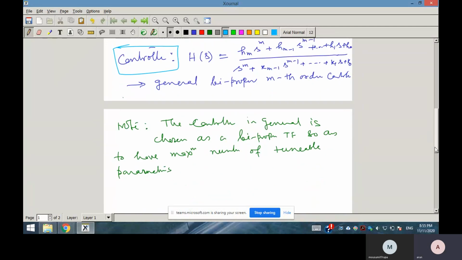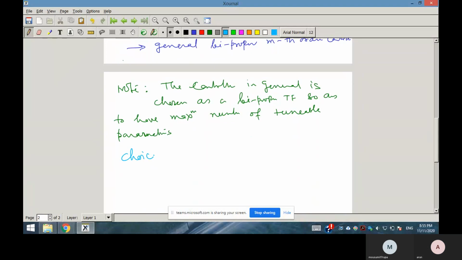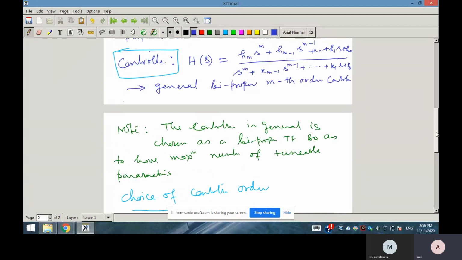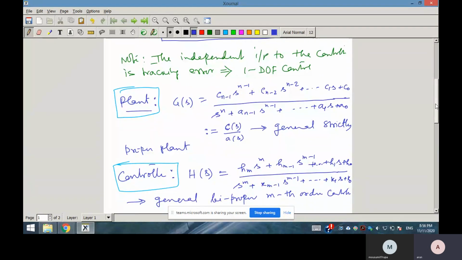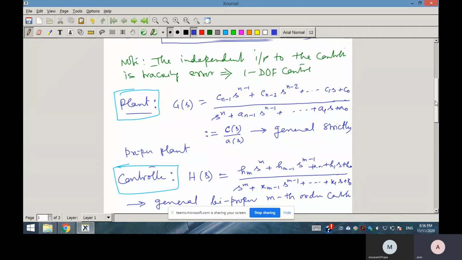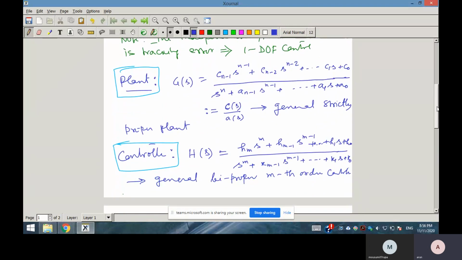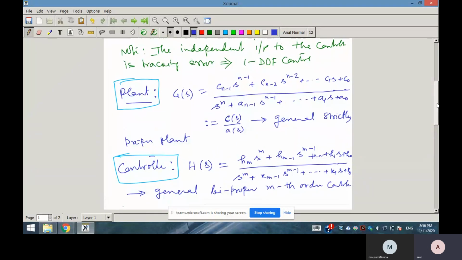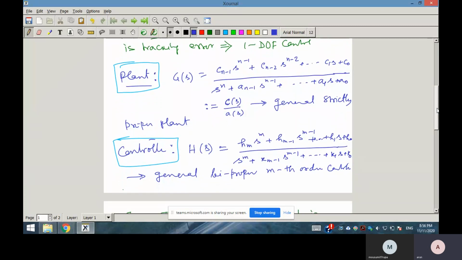So now, the choice of controller order. This is also an important thing. How will we choose? What is the minimal controller order needed, given a plant transfer function, to have arbitrary placement of all the closed loop poles? If you have G(s) as the plant and H(s) as the controller, what is the order of the closed loop characteristic polynomial?